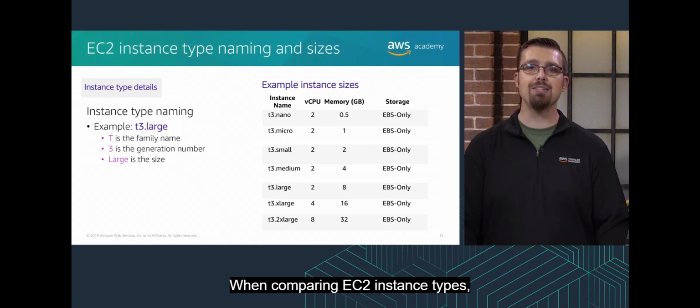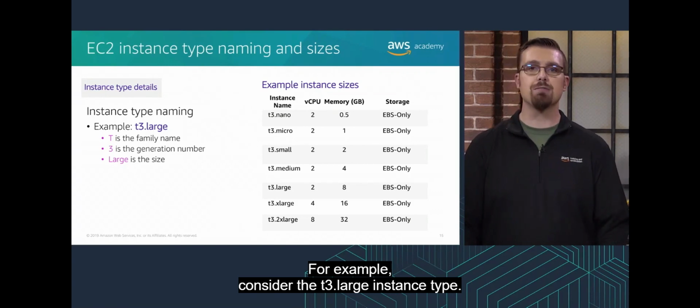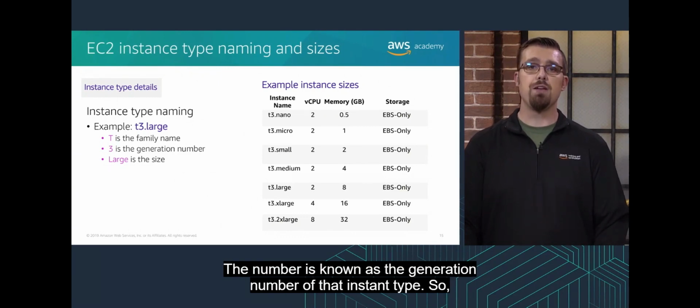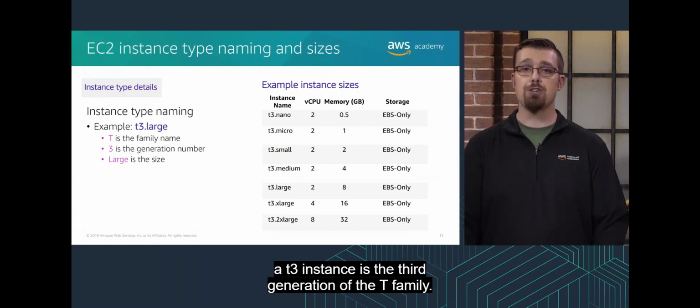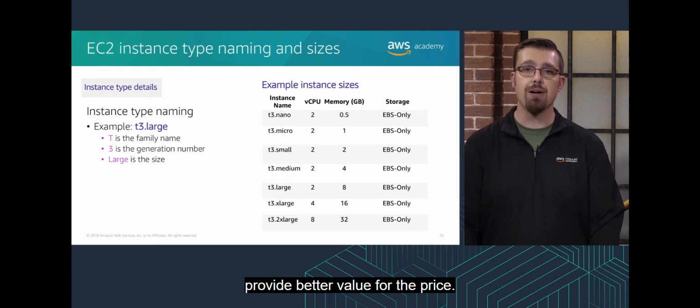When comparing EC2 instance types, you will notice that instance type names consist of several parts. For example, consider the T3.large instance type. T is the family name, which is then followed by a number. The number is known as the generation number of that instance type. So a T3 instance is the third generation of the T family. In general, instance types that are of higher generation are more powerful and provide better value for the price.